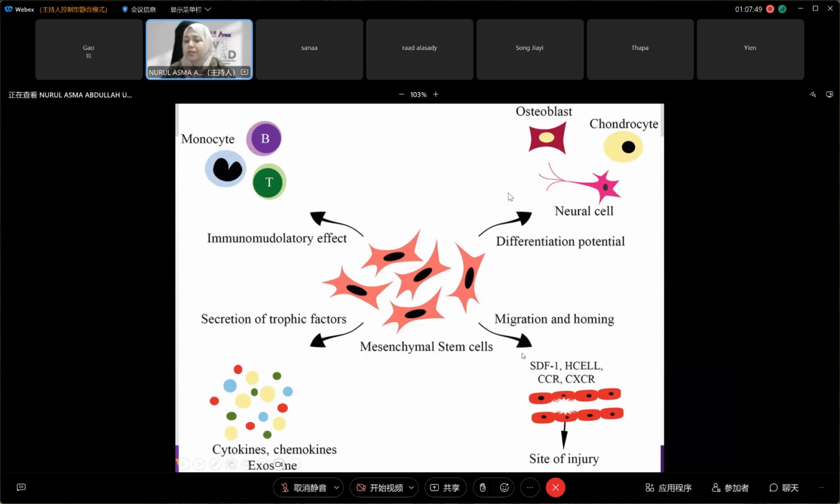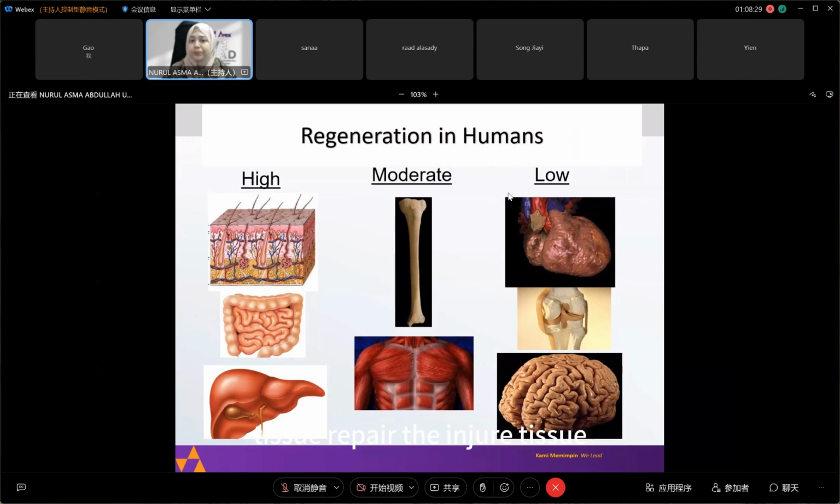And of course, it has the migration and homing capacity, whereby it is important in the repair mechanism. When you have injury to a certain area, or like I mentioned just now, when you break your bone, these stem cells can help to give signals for the migration or homing of the surrounding cells to produce and repair the injured tissue.